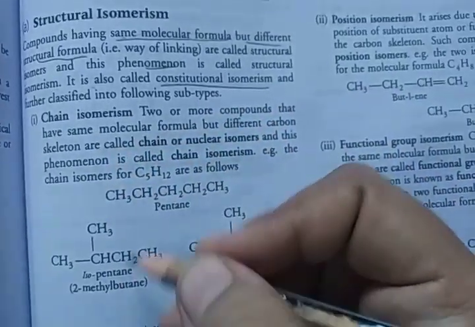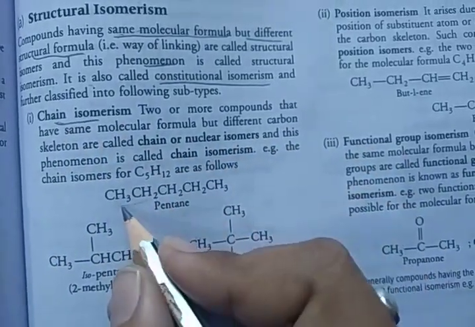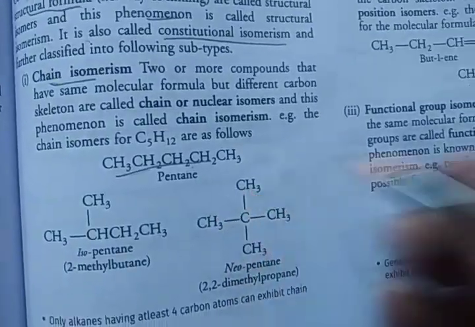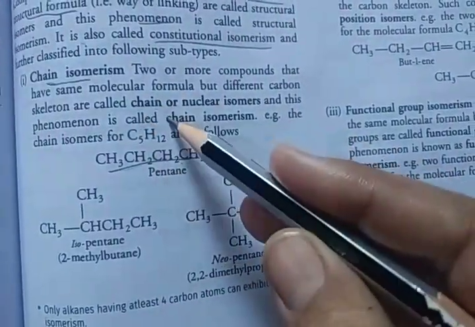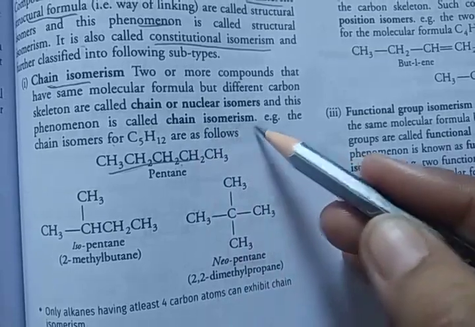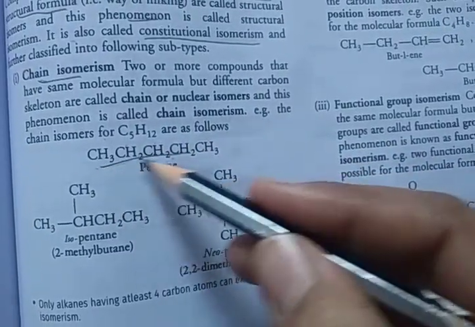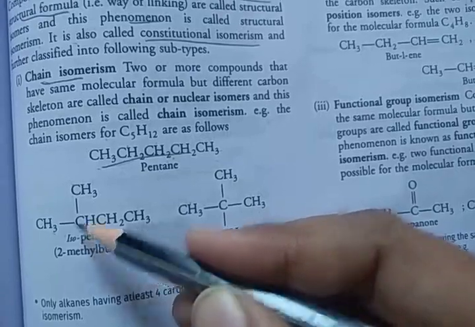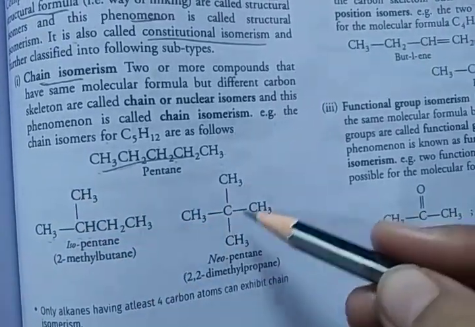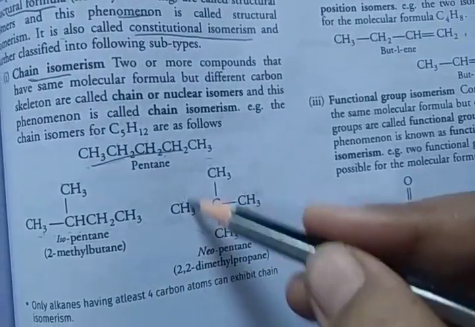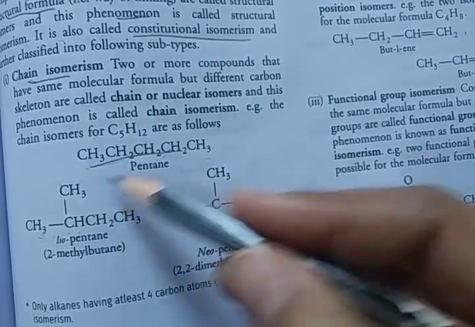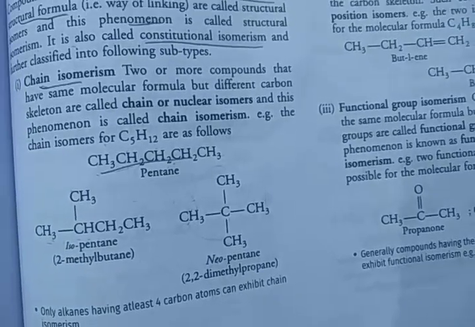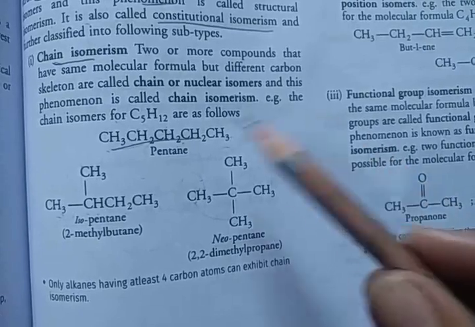It is also classified. The first one is chain isomerism. Two or more compounds that have the same molecular formula but different carbon chain, different carbon skeleton, are called chain or nuclear isomers, and the phenomenon is called chain isomerism. For example, C5H12: five carbons attached in a straight chain; then two methyl groups attached to one carbon, the iso form; and if one carbon is attached to four carbons, neo. So there are three types of structure but the same molecular formula, with five carbons.